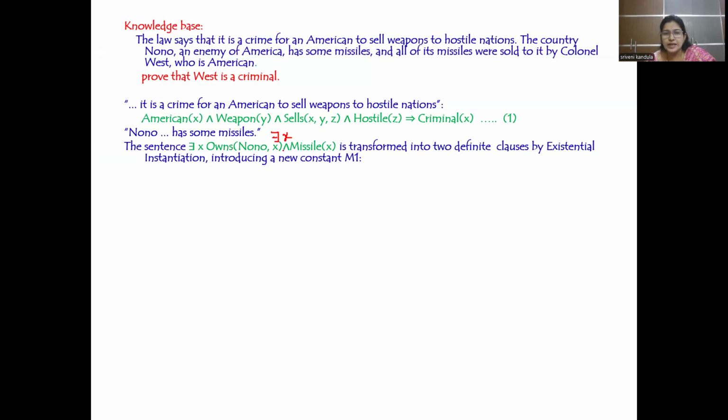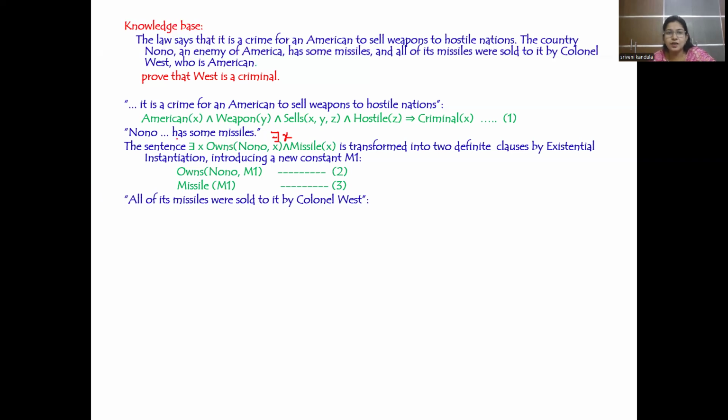So here this can be converted. Since you have a conjunction, this is a complex sentence. Let us break this into 2 simple sentences. First one is owns Nono, comma M1. I am following the standardization procedure. Instead of using the same X for all the literals, I'm using a different one. So Nono, comma M1. M1 is nothing but a missile. I'm using the letter M because it is a missile. You can use anything of your choice in place of this M1.